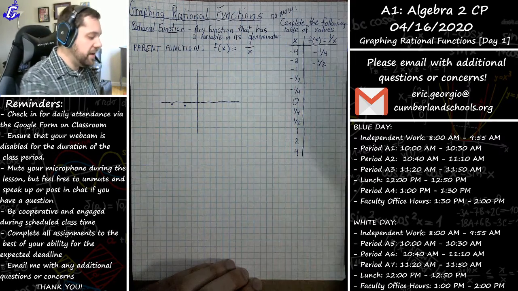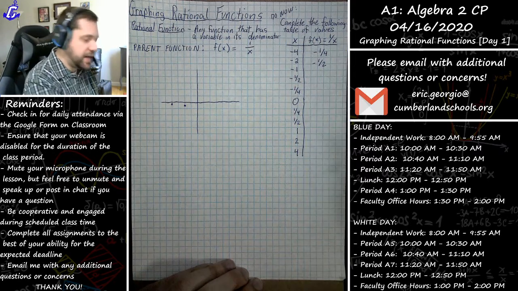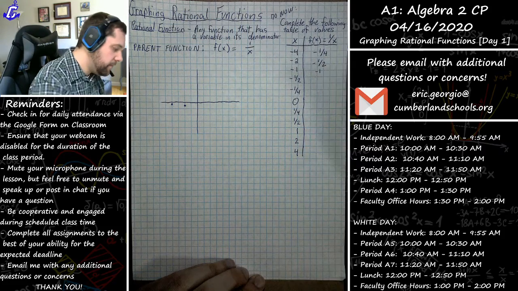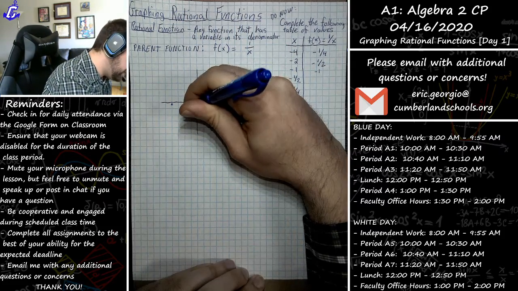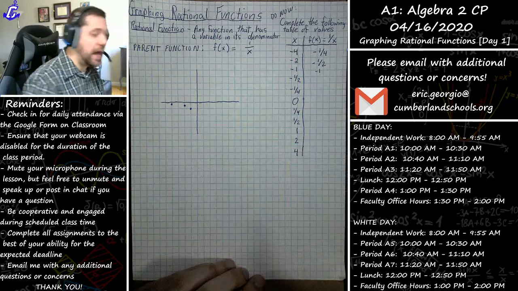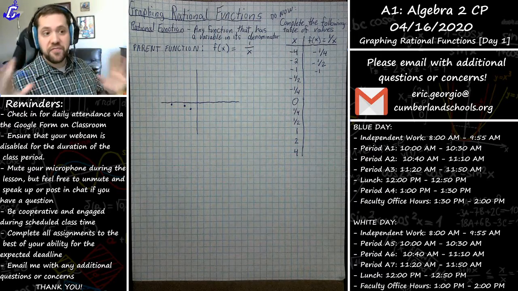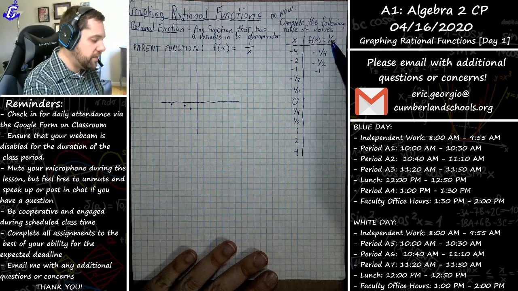So another point on this graph would be at -2 comma -1/2, like that. If I asked you to plug in -1, you would get 1 divided by -1, which is -1, right? So I'd have a point at -1, -1. Now going into these fractions, do not freak out when you see 1 divided by a fraction.